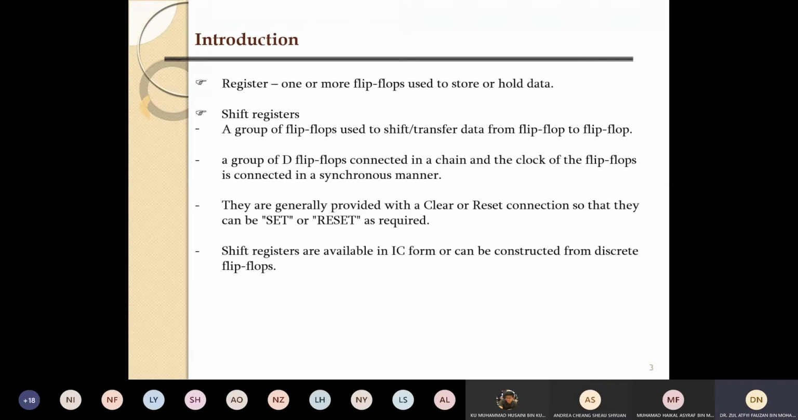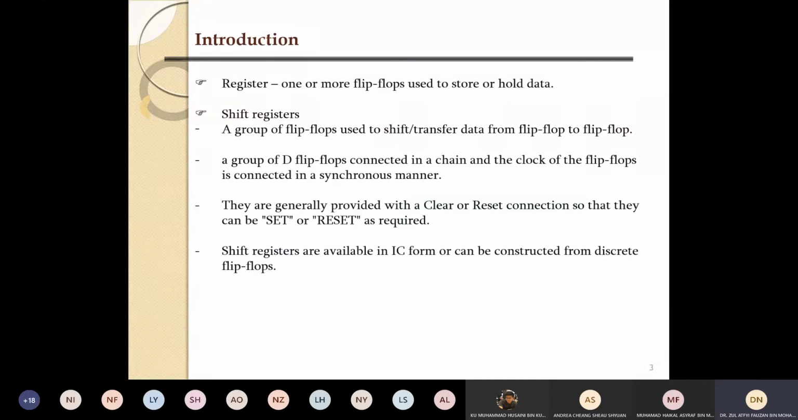And then they are generally provided with a clear or reset connection, so that they can be set or reset as required. That's why during the first chapter subtopic on flip-flops, you have to know all of the components or functions in one flip-flop. You have to know what the function of clear is, what types of flip-flop there are, for example D flip-flop, and so on. So you have to understand that. And then shift register is available in IC form or can be constructed from discrete flip-flops.